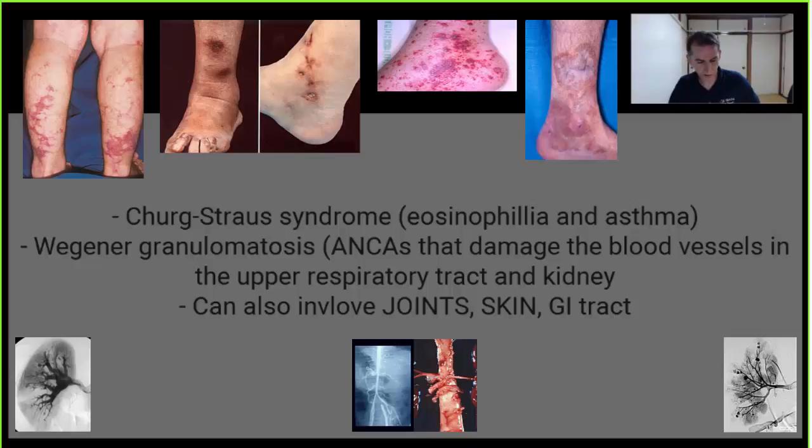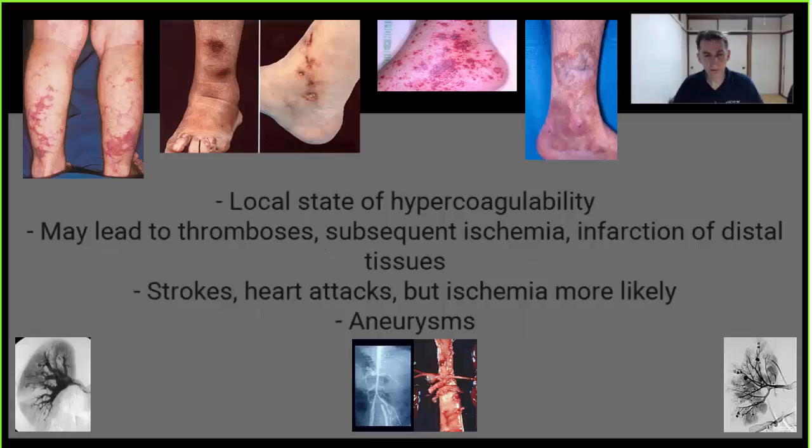So what complications may be seen in polyarteritis nodosa? Regarding the complications, inflammation of the small and medium-sized arteries induces a local state of hypercoagulability. This may lead to thromboses and subsequent ischemia or infarction of distal tissues. Unfortunate individuals have suffered strokes and heart attacks, but ischemia is possible in any organ system. Damaged arteries are at risk for aneurysms. So the next question here is, how would you treat this?